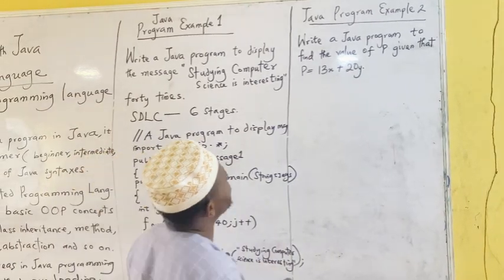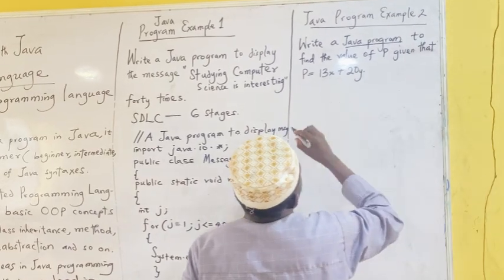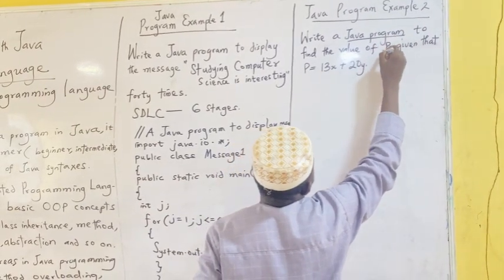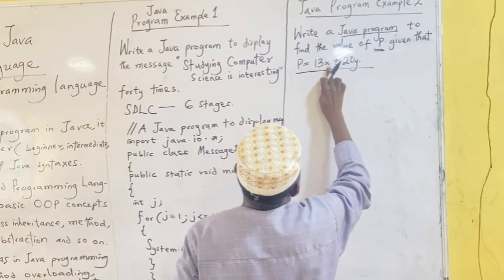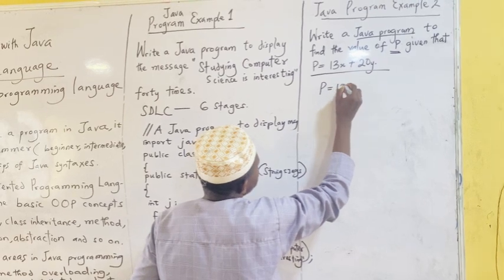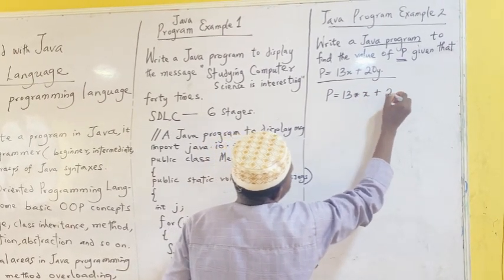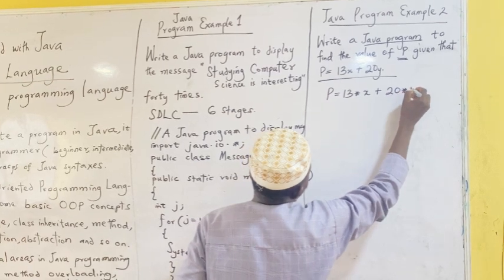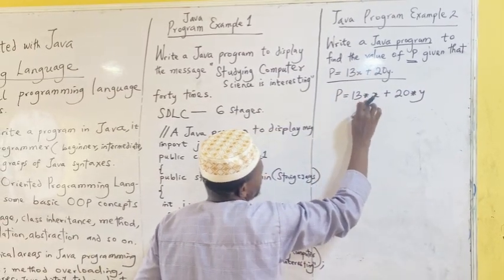The question says, write a Java program, not C++, not Python. To do what? To find the value of P. This is the output variable. Given that P is equal to 30x plus 20y. As part of the analysis, the next thing you do is to translate this to computer expression. This is an arithmetic expression. When you look at it, between 30 and x, there is an operator, which is multiplication.